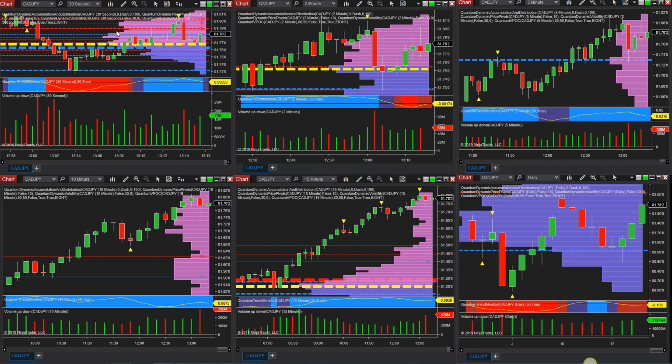I've got these on the same time frames I had this morning. I've got 30-second over here, 2-minute, 5-minute, down onto 10, 15, and ultimately over onto the daily. That's a strong move we've seen. And it really does highlight, I guess, the whole issue.